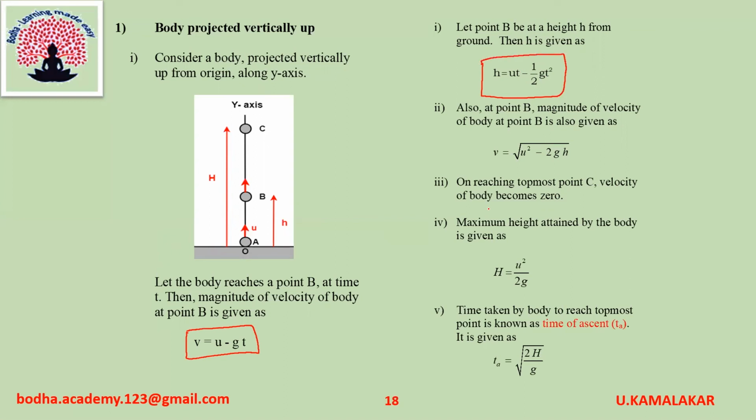Also at point B, the magnitude of velocity of the body is given as v = √(u² − 2gh). On reaching the topmost point C, the velocity of the body becomes 0. Maximum height attained by the body is given as h = u²/2g. Time taken by the body to reach the topmost point is known as time of ascent, and it is given as time of ascent = √(2h/g).